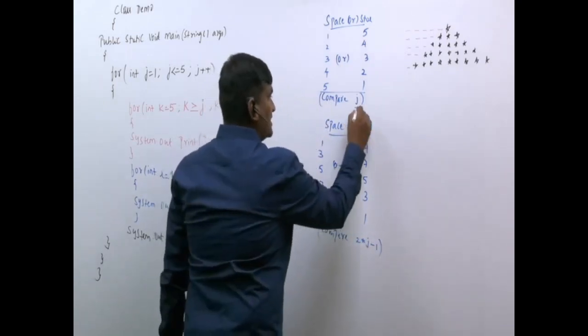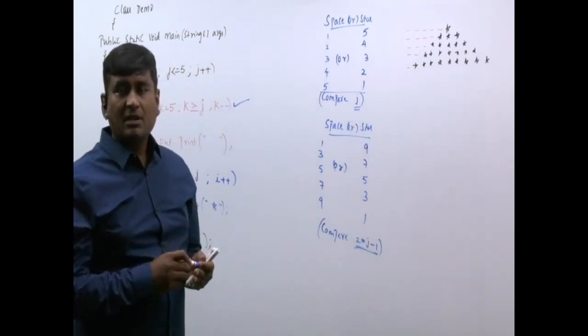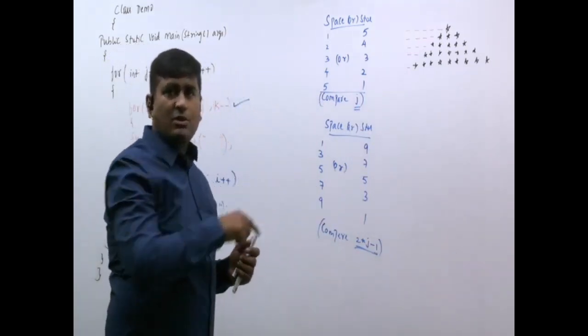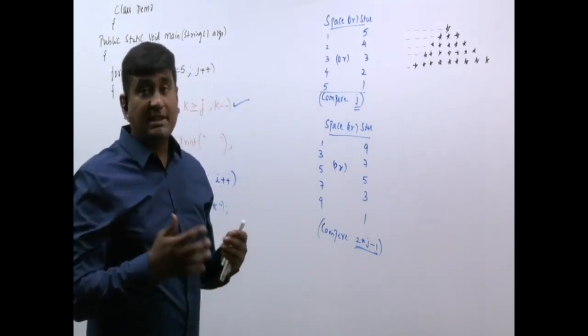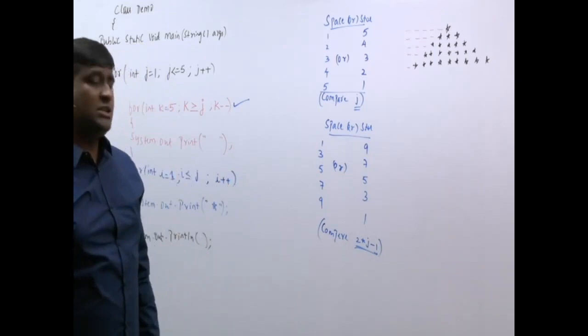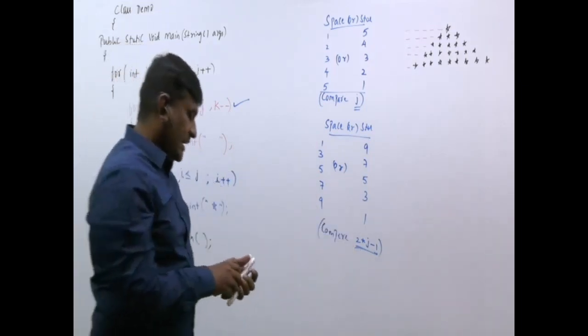You should not compare with the j. You should compare with what? 2 star j minus 1. Oh, how, sir? How did you get to know that 2 star j minus 1 only you should be writing? That, based on the trial and error basis, we will be getting to know. But that logic is correct. Sir, can you show me that 2 star j minus 1 logic is correct? Show me, sir. Okay, pay attention.